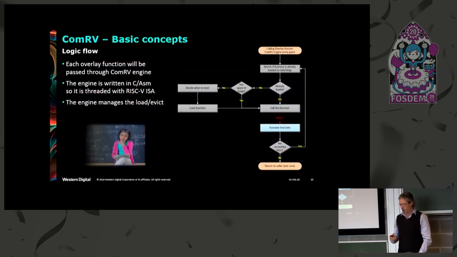So a little bit about the logic flow of the engine, and this is just a little bit. Overlay functions will pass through the ComRV runtime engine here. The engine itself is written in C and assembly, and it is targeted for RISC-V. The main engine will do a few things. That's the main workload: it will load or invoke overlay functions. It will also handle the evict algorithm, with cache concepts like LRU. And it also has a fragmentation algorithm to close holes in the memory when you evict groups.